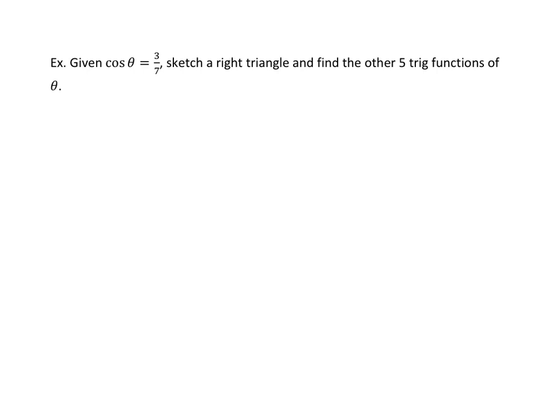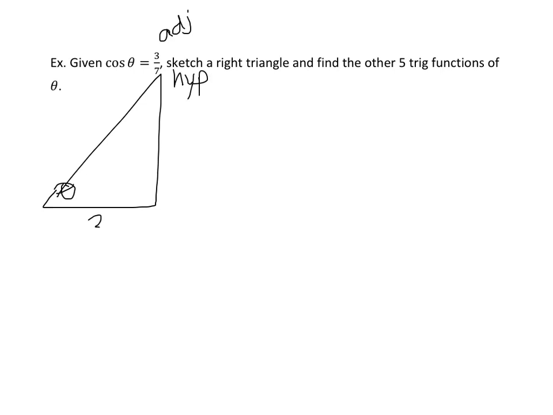Okay, this time it gives us one of our answers. Cosine theta equals 3/7. Sketch a right triangle and find the other 5 trig functions. Okay, so if I draw a triangle, put my theta in here. I know cosine stands for adjacent over hypotenuse, which means my adjacent side is going to be 3. My hypotenuse is going to be 7. Now it's set up to be just like the other ones.